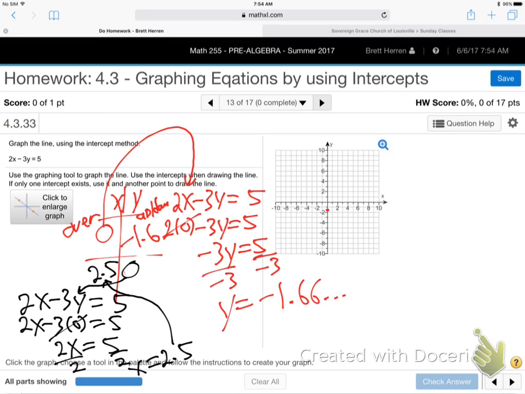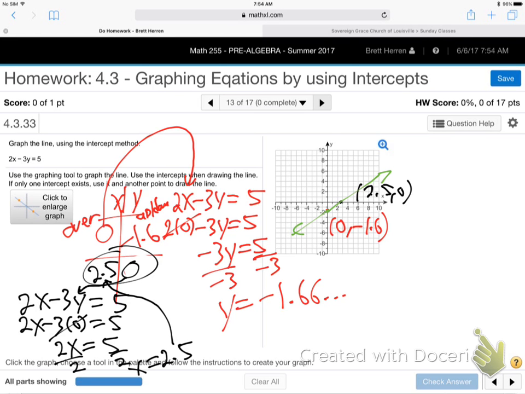Over 0, down 1, but it's down between 1 and 2, isn't it? See that? And then the other one is over 2.5, so that's right there between 2 and 3. Over 2.5, up 0. Everybody good with those two dots? See how I'm coming up with those? And then we connect the dots with the straight line.